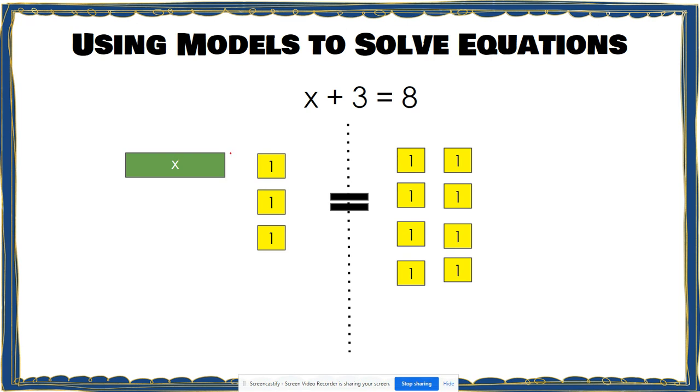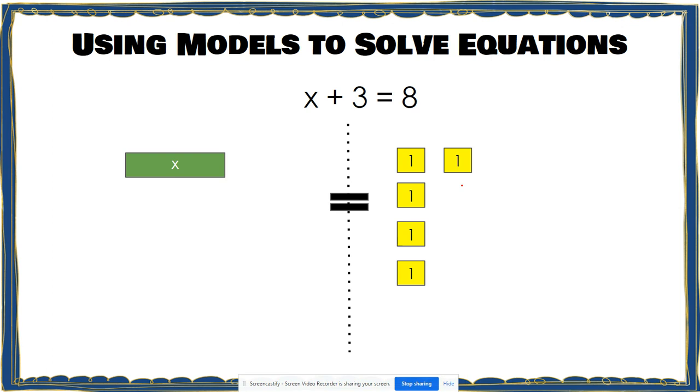I know that I want x to be by itself on this left side of the equal sign, which means I'm going to need to get rid of these 3 ones. Well, I can't get rid of these 3 ones on the left side unless I also get rid of 3 ones on the right side, because every time I do something to the left side, I must also do the same thing to the right. So now I'm going to take away 3 of the ones from the right side.